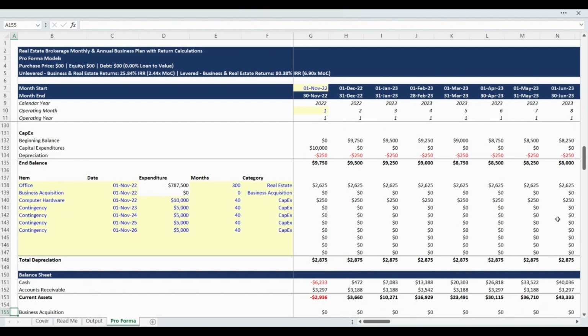The depreciable asset schedule handles inputs as the item label in column B, the date of acquisition in column C, the expense in column D, the number of months to depreciate the expense over in column E, and the category selection, meaning if the item is real estate or business acquisition related, or general capital expenditures. The columns to the right calculate the monthly depreciation by item depending on the applicable months of depreciation you input for the specific item.